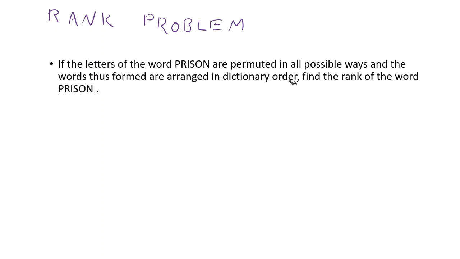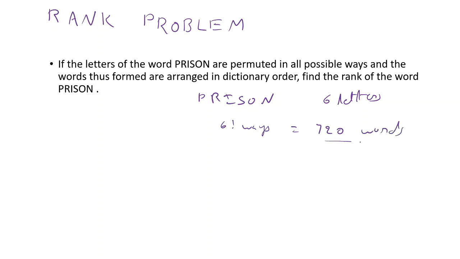If the letters of the word prison are permuted in all possible ways and the words thus obtained are arranged in dictionary order, then find the rank of the word prison. So what they are saying is, we have this word prison. We have 6 letters in this word, so we have to permute these 6 letters. I can permute these 6 letters in 6 factorial ways, that is equal to 720 words. So we'll have 720 words.